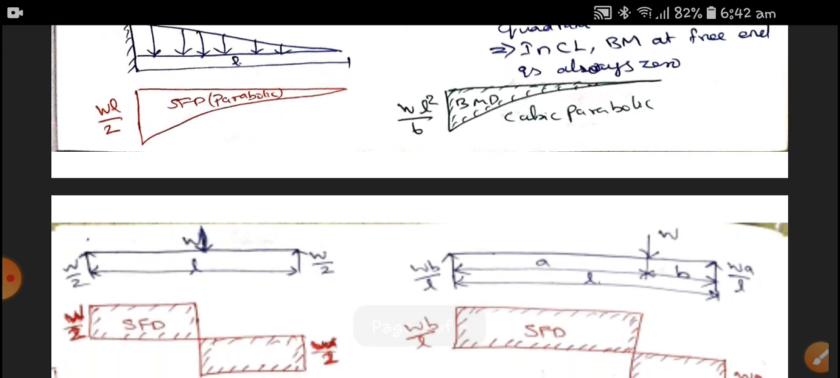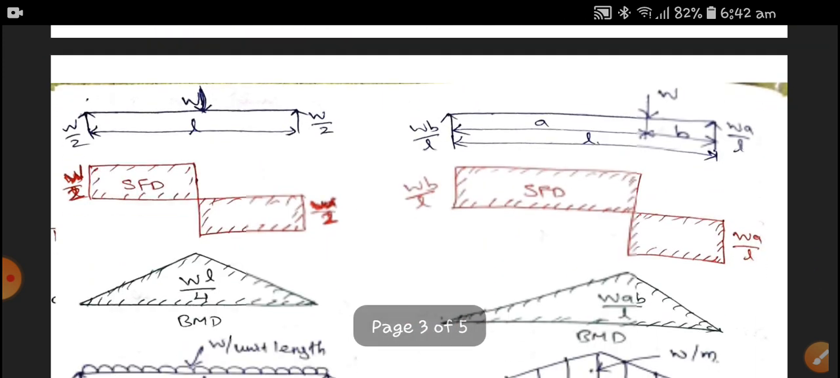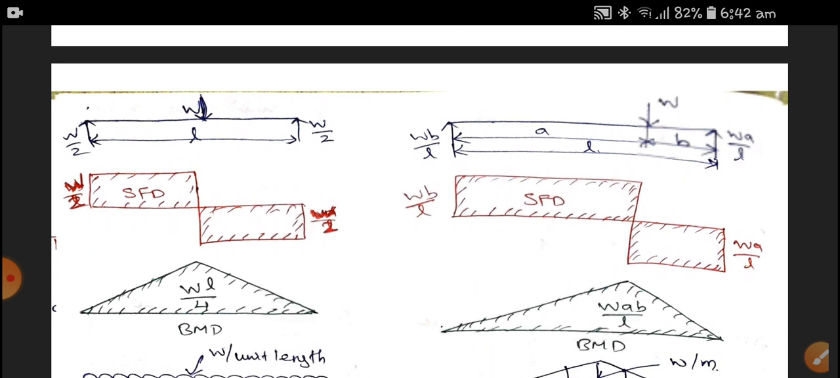Next one is the simply supported beam with a point load at the center. Here, in the simply supported beam, the end reactions come into the picture, and it has both positive and negative signs in the shear force diagram.